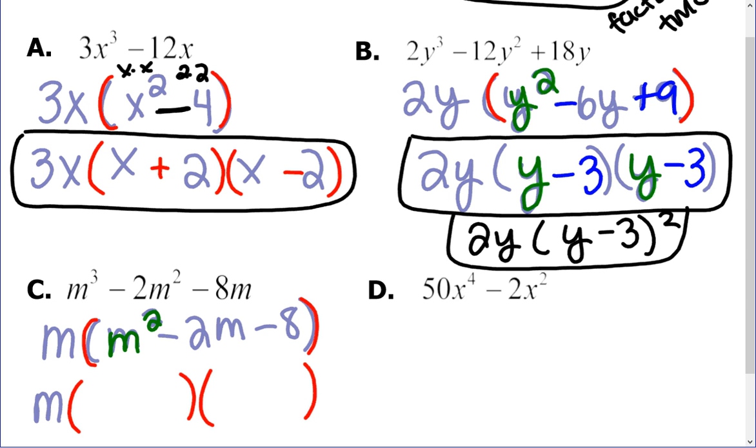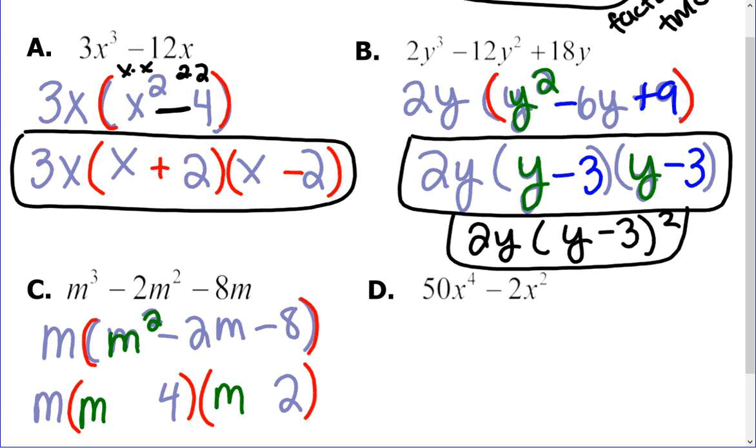What times what gives me m squared? First times first is going to be m times m. And then what times what gives me negative 8? Well, it has to add to negative 2, so you can try, let's see, 4 and 2 or 8 and 1. Okay, I would try 4 and 2 first. So let's do 4 and 2.